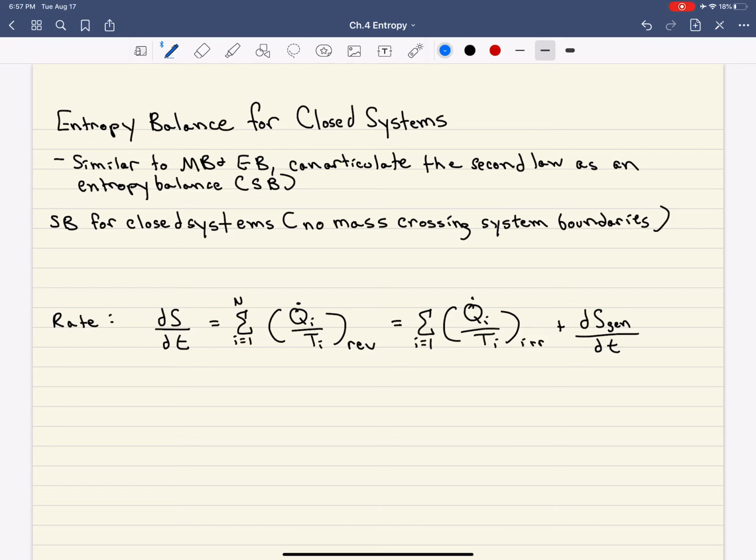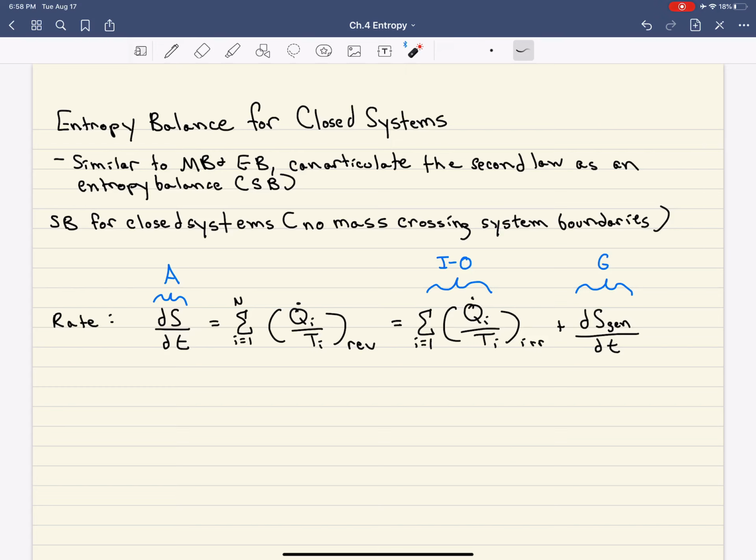Looking at this entropy balance, this dS/dt you could think of as the accumulation of entropy. If we jump to the right-hand side, these irreversible heats divided by temperature are your input minus output to the system. And then this dS_gen/dt is essentially your generation term. That's all this entropy balance is saying: accumulation is still equal to input minus output, and in this case, plus generation.